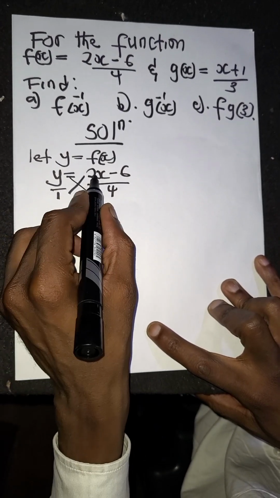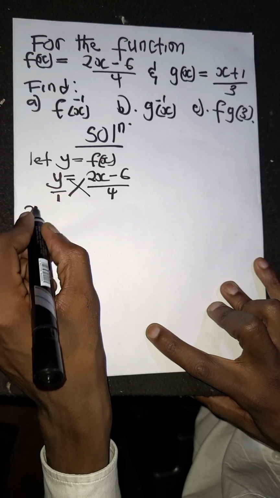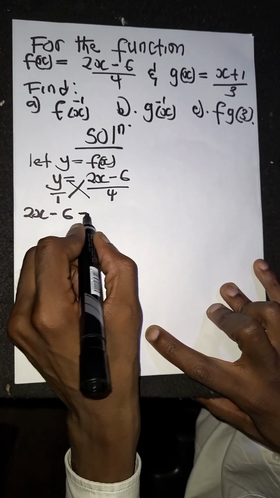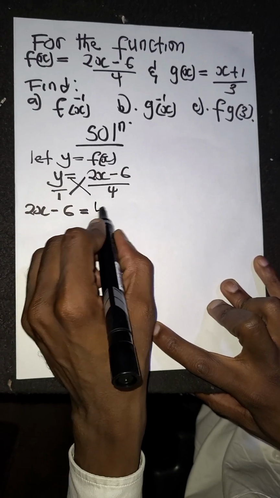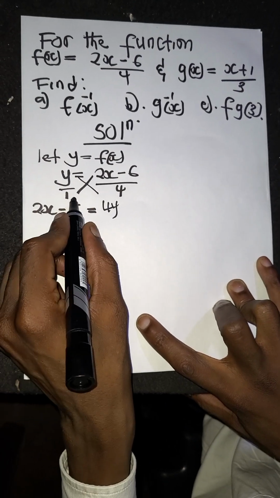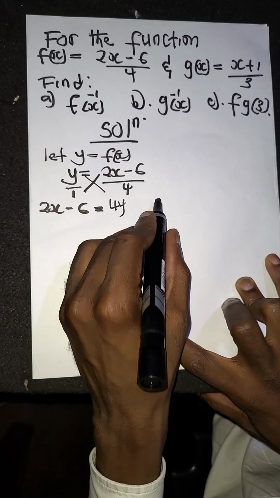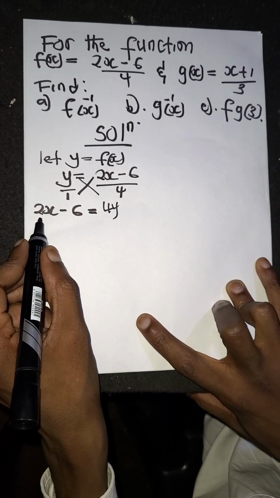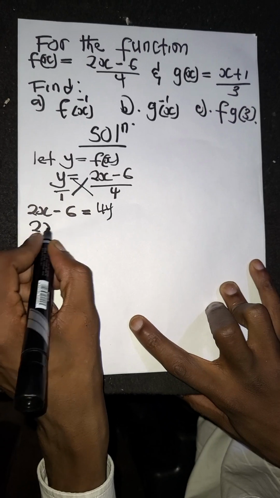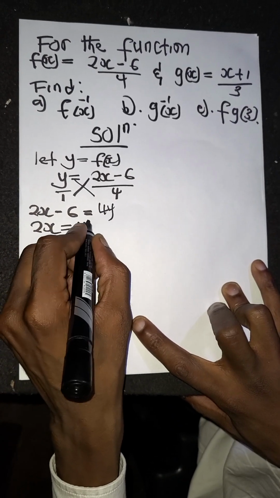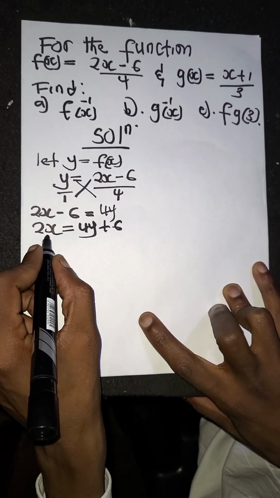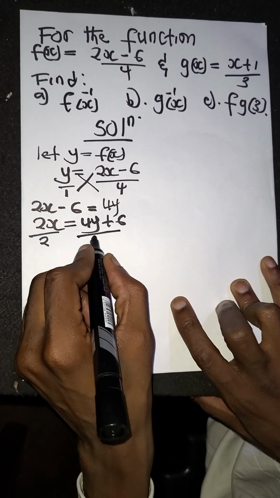So 1 multiplied by 2x gives us 2x, minus 1 multiplied by 6 is 6, equal to 4 times y gives us 4y. After this, we can shift negative 6 to the other side so that we have x on the left hand side on its own. So we have 2x is equal to 4y plus 6. To make x the subject of the formula, we divide both sides by 2.